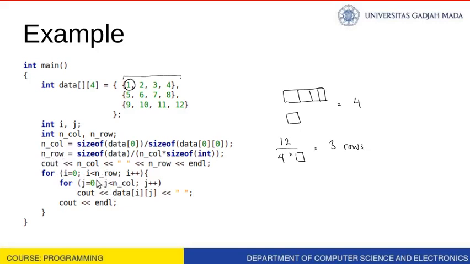Then you can use this in accessing the two-dimensional array using an iterative command, and you can put here the row size and column size, so you do not need to put the static number.